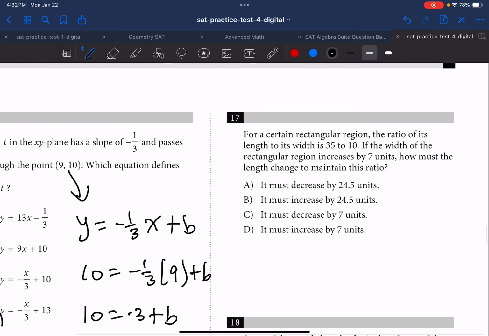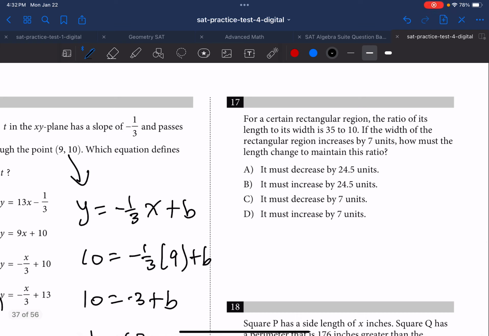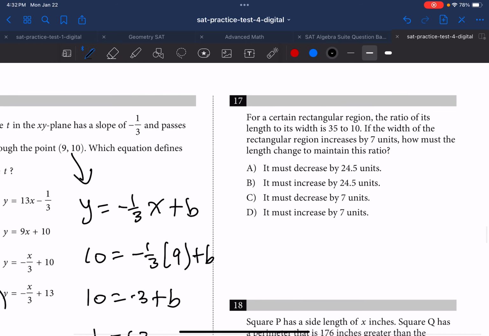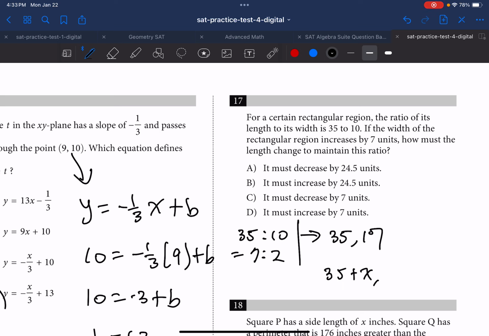Question number 17. For a certain rectangular region, the ratio of its width to length is 35 to 10. If the width of the rectangular region increases by 7, so from 35 to 10, it became 35 and then 17. This ratio could also be simplified by dividing by 5, to 7 to 2. So 35 plus x to 17.